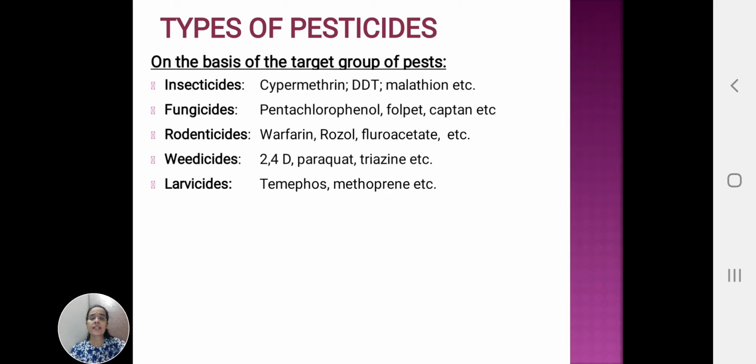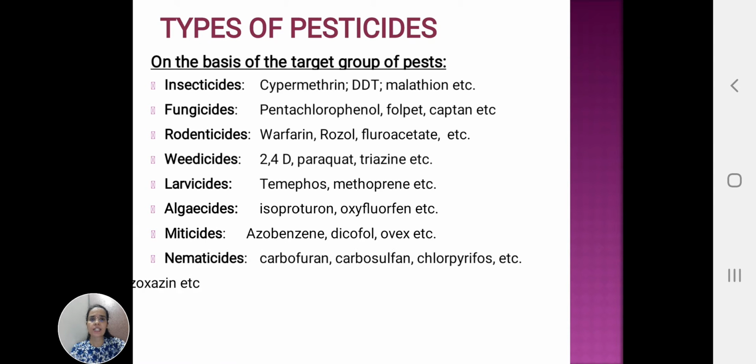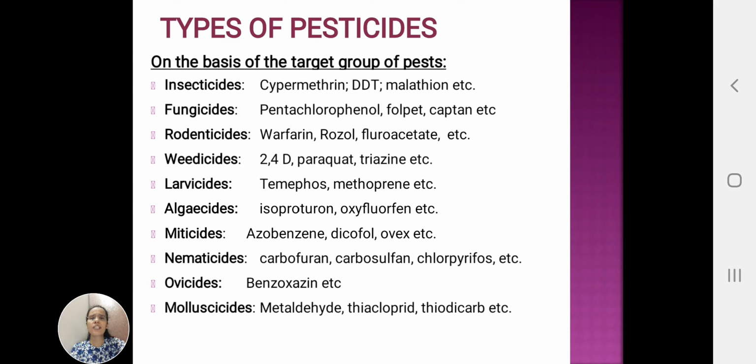Larvicides, they attack the larvae of different insects like temephos. Algicides, which attack the algae which are acting as pests like isoproteron, oxyfluorophene. Miticides, they attack the mites, azobenzene, etc. Nematicides like carbofuran. Ovicides, they attack the eggs of insects and mites like benzoximate. Molluscicides, which attack the slugs and snails like metaldehyde, thiodicarb, etc.